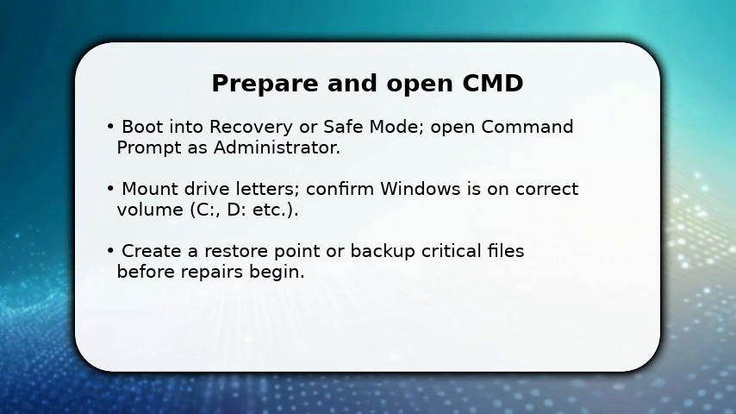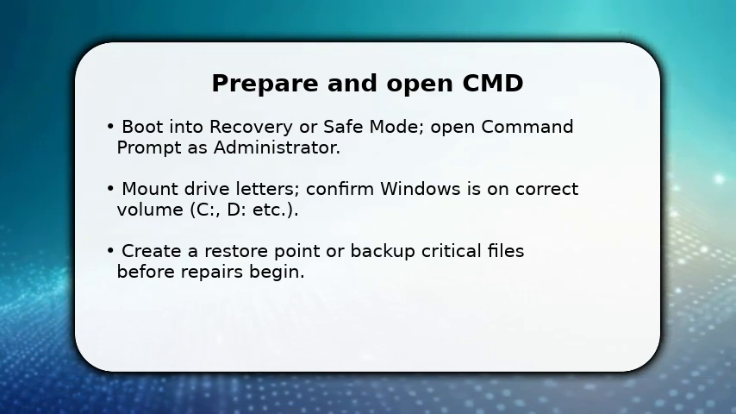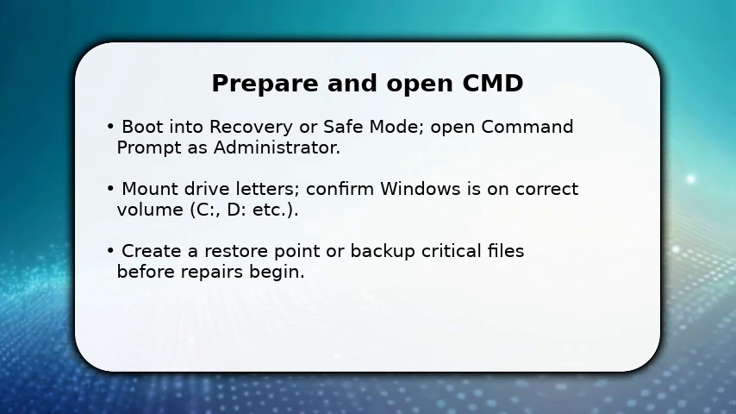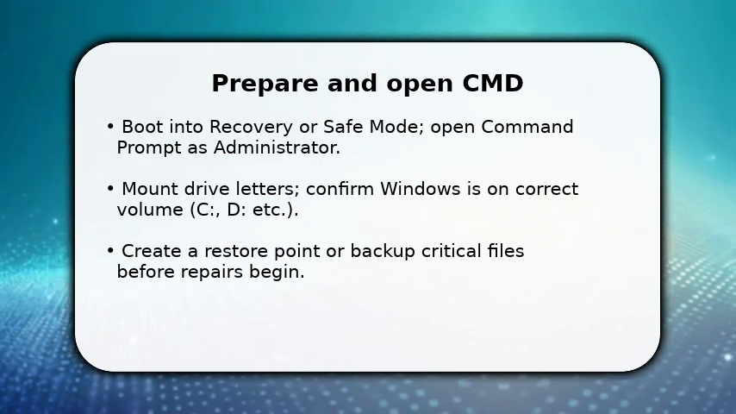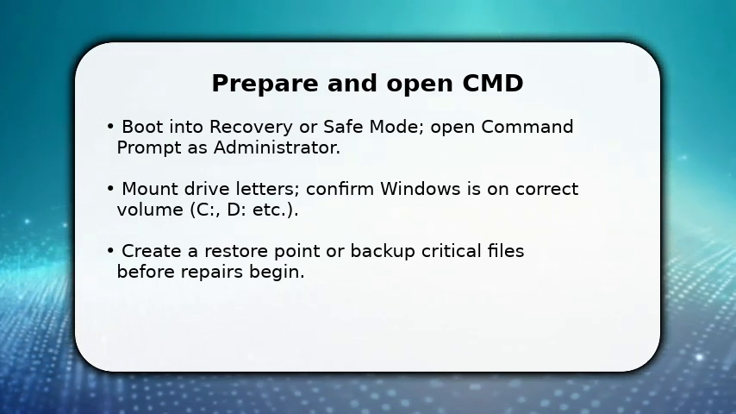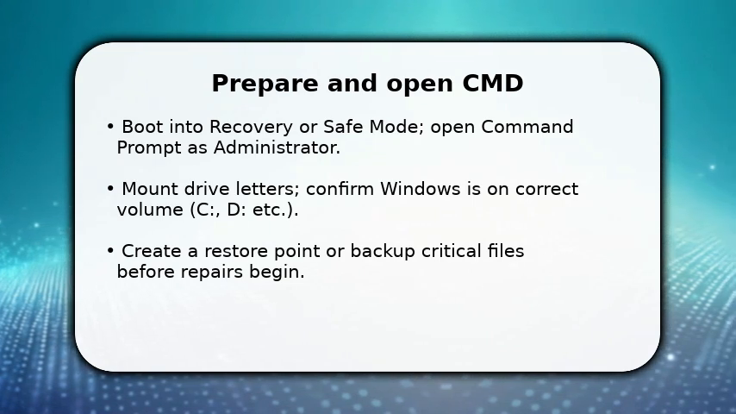Once done, make a quick backup of registry hives or user files to an external drive so you can undo changes. This step matters because repairs can alter system files. Backing up prevents data loss and speeds rollback if something goes wrong.